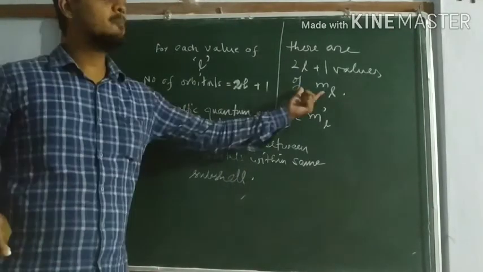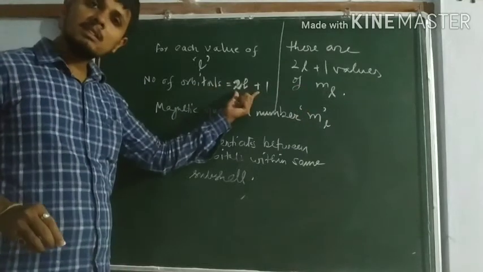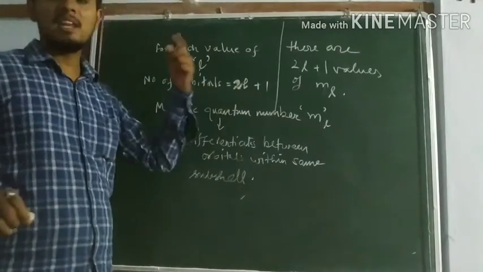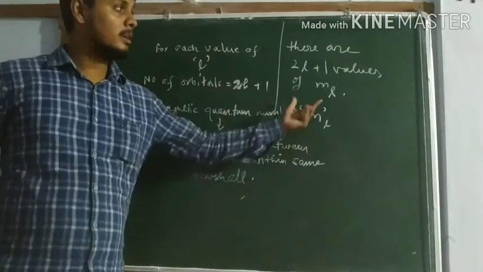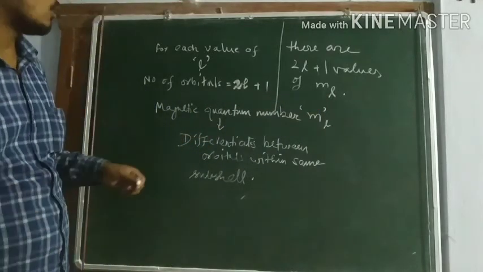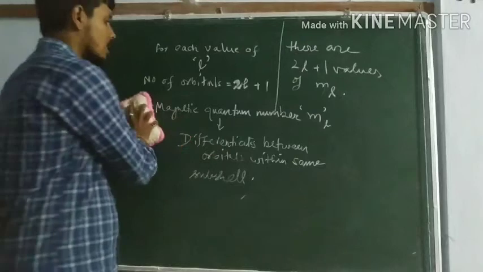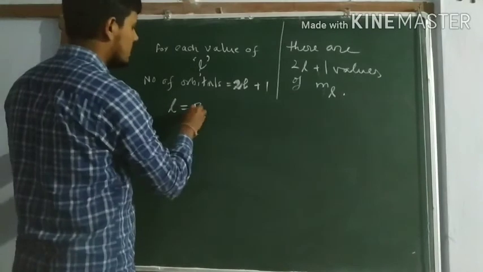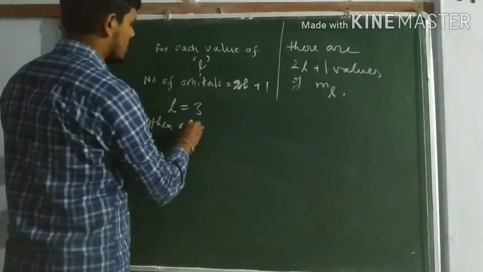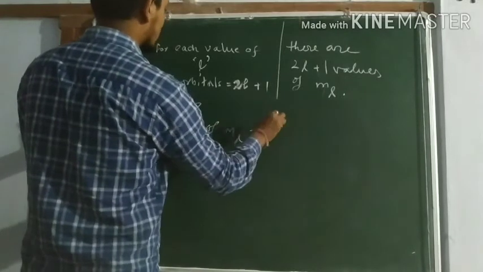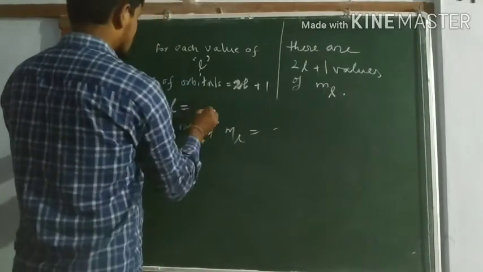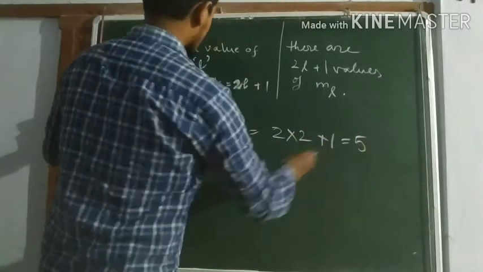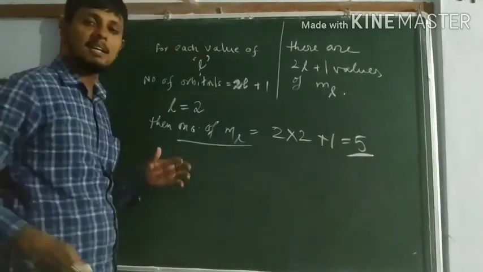So can we correlate between these two? The number of orbitals is equal to the number of ML values. As many orbitals as there are, that many ML values there will be. Okay, so the number of orbitals is equal to the total number of values of ML. Now let us see, for L equals 2, 2 into 2 plus 1 equals 5. So 5 ML values means 5 orbitals.